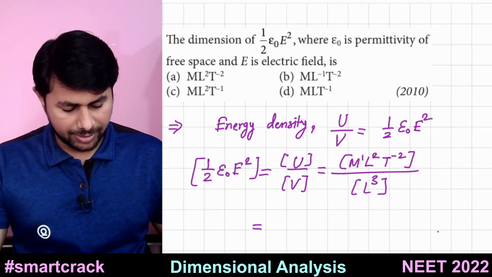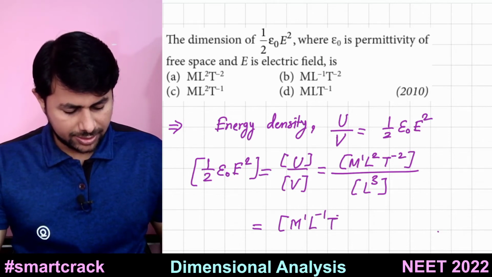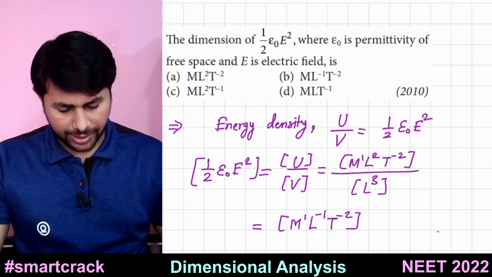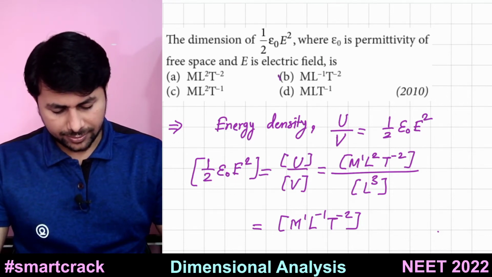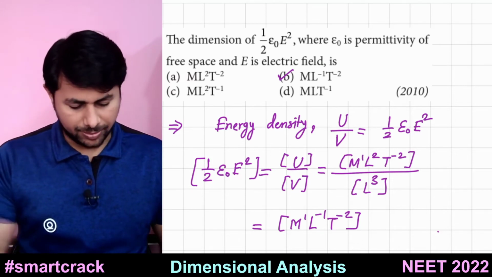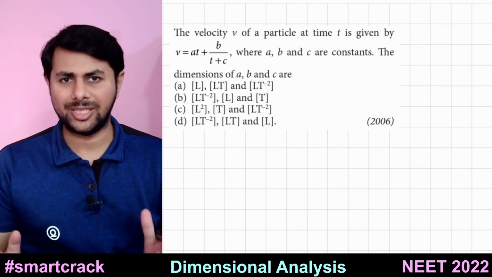So the dimensions are M1 L raised to minus 1 T raised to minus 2. Let's check. It matches with option B, I guess. It matches with option B. So option B is the answer. Then let's move on to the next problem.